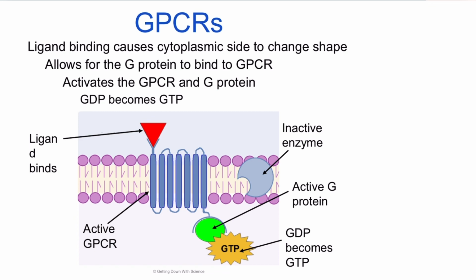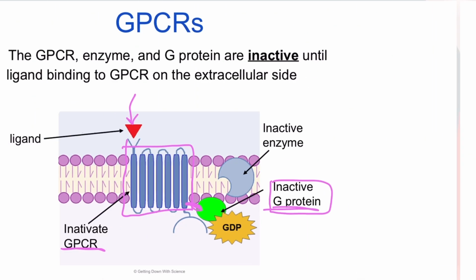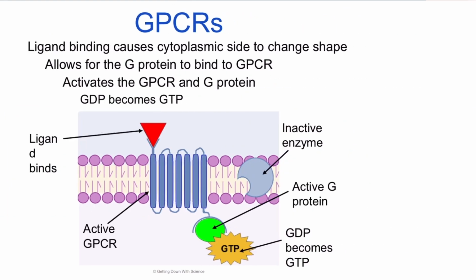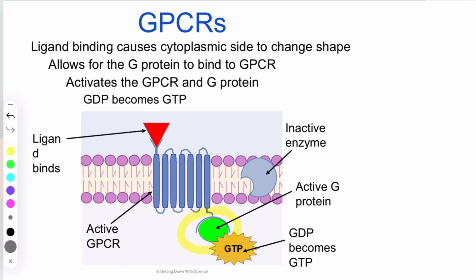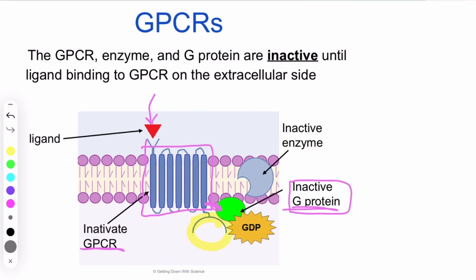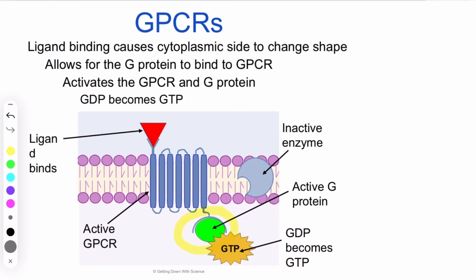So then that's going to cause a conformational change. That's going to cause the receptor to change shape. Notice the difference between here and here. The G protein activates and binds to my receptor. So that has happened here, where it was not attached here. And so that's going to activate my receptor and my G protein. And that is going to turn GDP into GTP. So I had phosphorylation going on there.